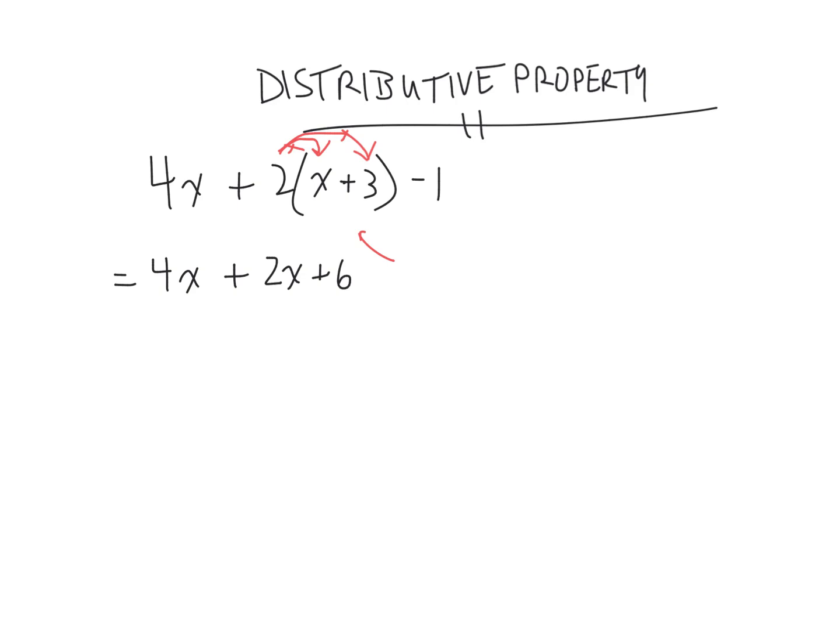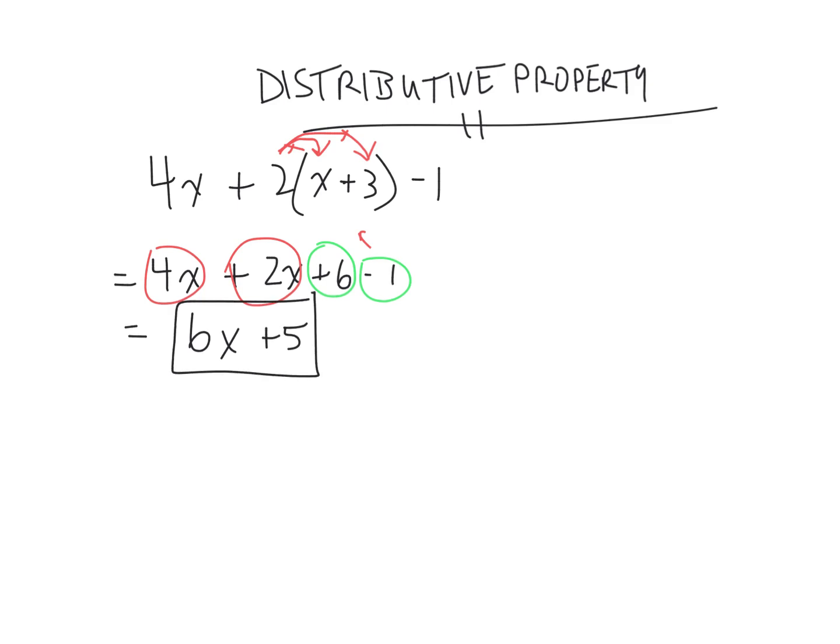So we end up with this expression written like this, okay? Then we can group the like terms. So we have 4x and plus 2x. And then in terms of constants, we have plus 6 and minus 1. So we simplify that to 6x plus 5. There we go. We've simplified that using the distributive property to help us deal with the bracket.